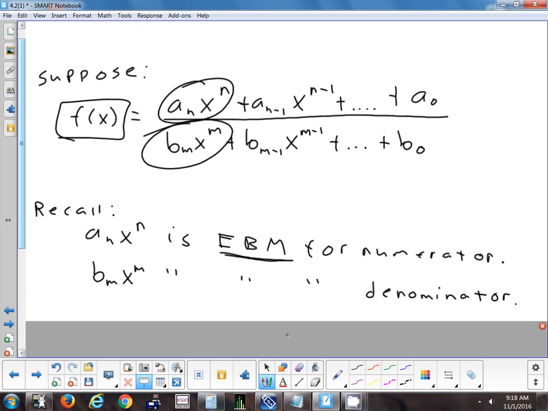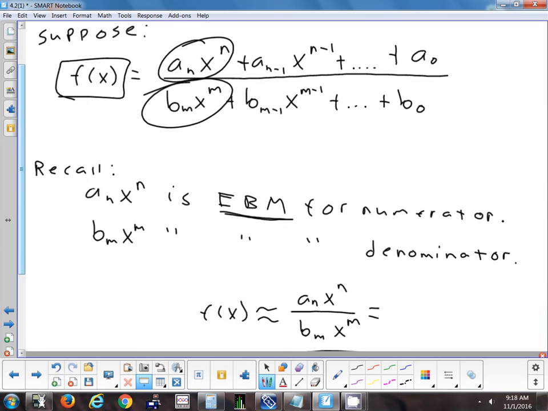So if you know the EBM for the top and you know the EBM for the bottom, what do you think you would do with both of them to find the EBM for the whole thing? Combine them. How would you combine them? By dividing them. Yeah, you just divide them. What is EBM? End behavior model. All right, so if you want to know the end behavior model for the entire function, take the EBM in the top, take the EBM in the bottom, and then just divide them.